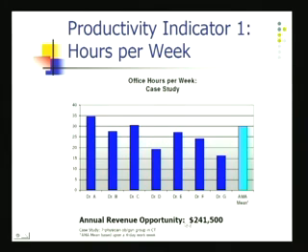In fact, the revenue opportunity turned out to be $241,500. That is the annual revenue opportunity. That would be the difference between what the AMA averages and what these doctors were bringing into this hospital. This is a direct example of benchmarking.